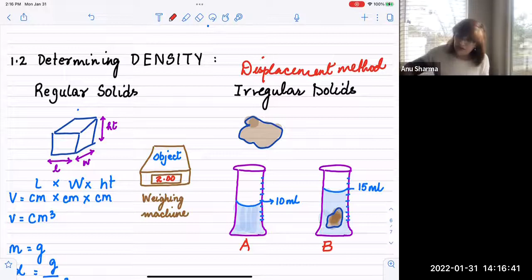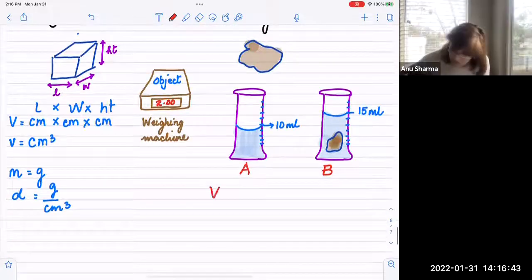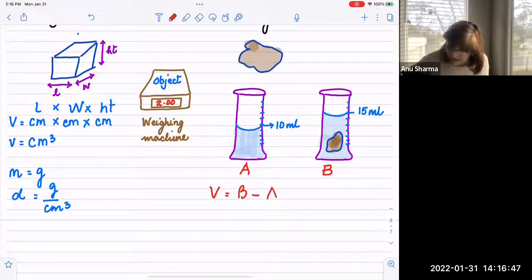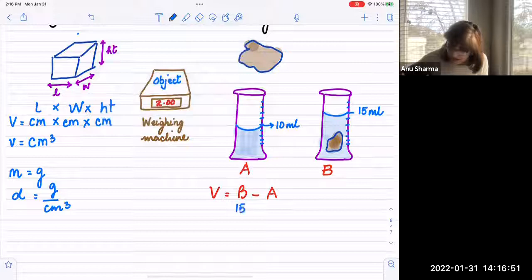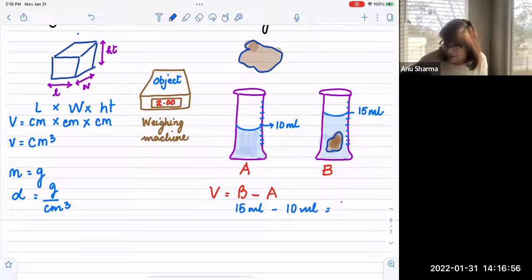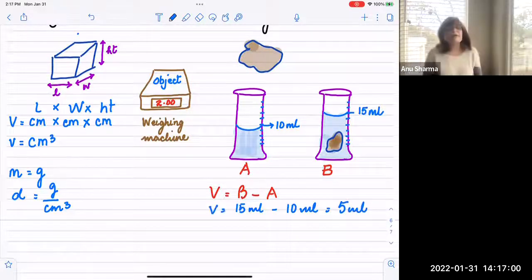So how do we find the volume of the rock? It is equal to the final volume minus the initial volume. In other words, 15 ml minus 10 ml, which gives you 5 ml. This difference, 5 ml, is the volume of the rock. So you are going to use this value.